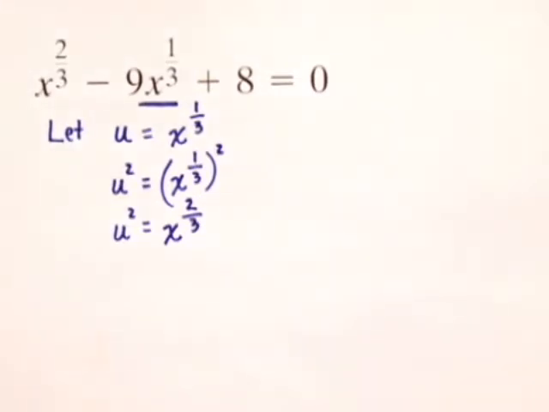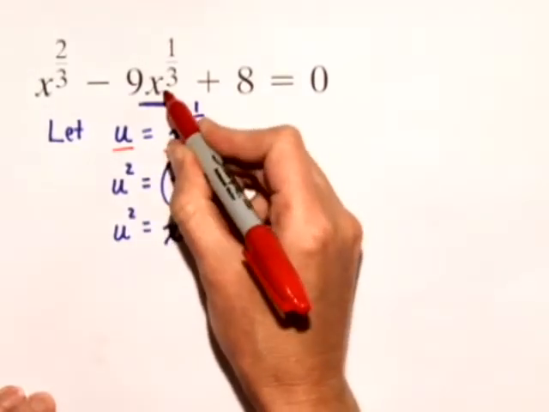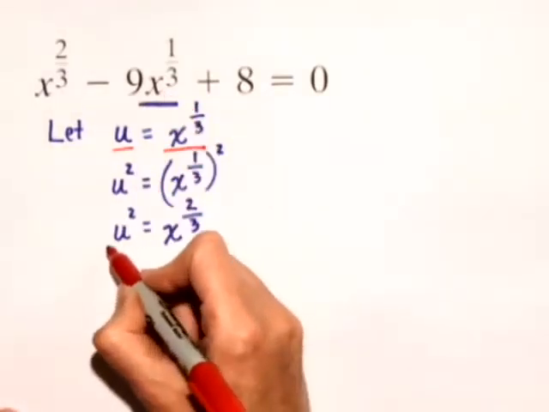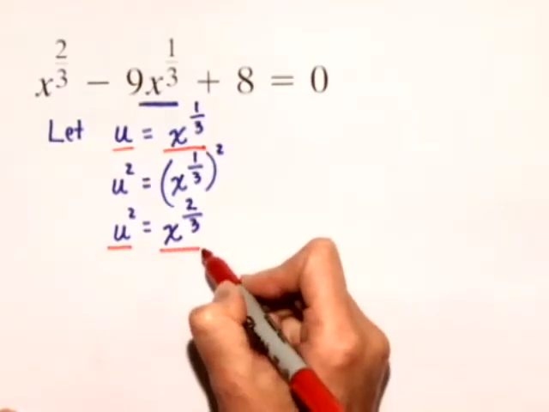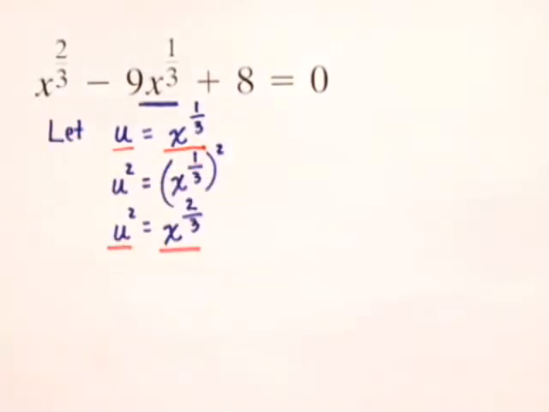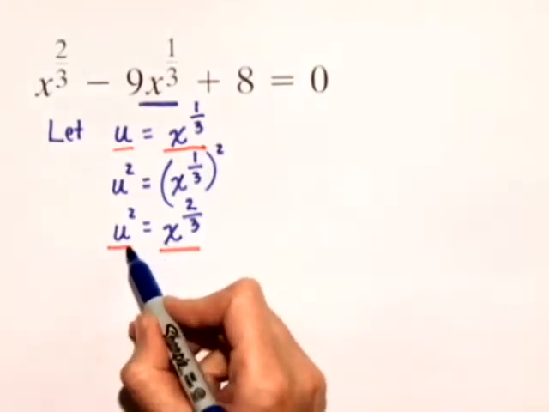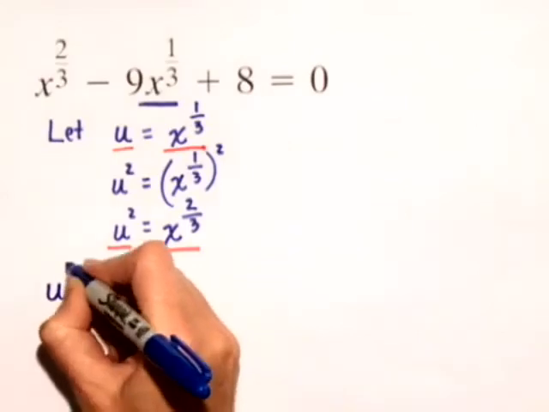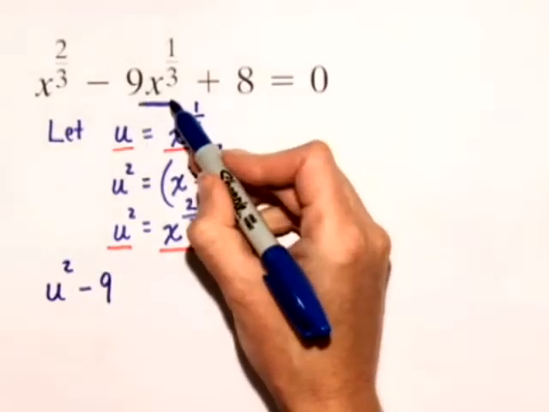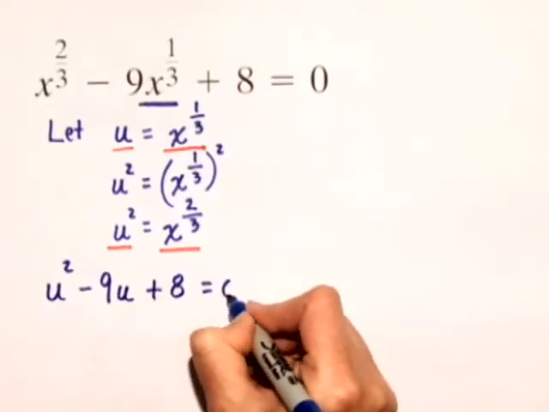Now, notice what I have here. I have u equals x to the 1/3, and I'll substitute u in my original equation where I see x to the 1/3. Notice what else I have. U squared equals x to the 2/3. So I'll substitute u squared in the original equation where I see x to the 2/3. And now let's rewrite our original equation. So I'm going to substitute u squared for x to the 2/3, and I'll have u squared minus, I have that coefficient 9, x to the 1/3 we decided was just u, plus 8 is equal to 0.